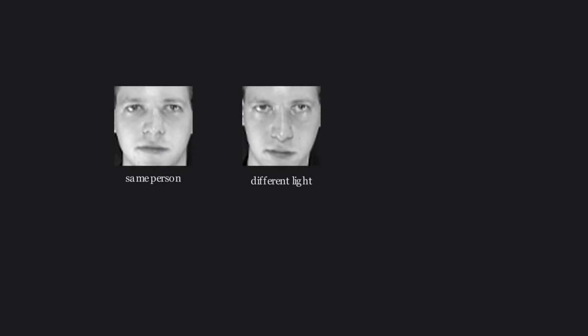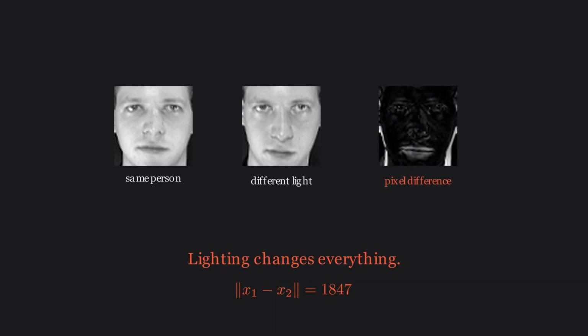Here are 2 photos of the same person. Different lighting. To you, obviously the same. But look at their pixel vectors side by side. The distance is enormous. Not because the faces differ, but because the light moved. Comparing all 4096 raw dimensions is slow, and it's dominated by noise, lighting, shadows, camera angle. None of that tells us who the person is.